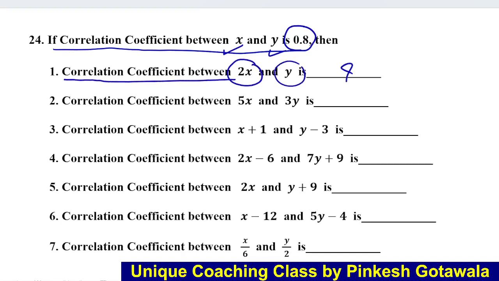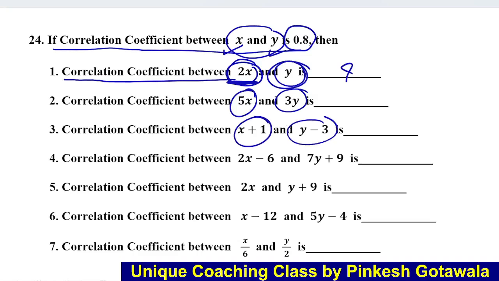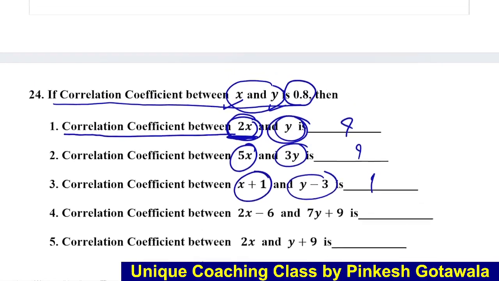That is, the correlation coefficient between x and y, they have already found, is 0.8. Now they ask what is it between 2x and y? What between 5x and 3y? What between x plus 1 and y minus 3? They ask this question. So first of all, I am going to explain what this is.